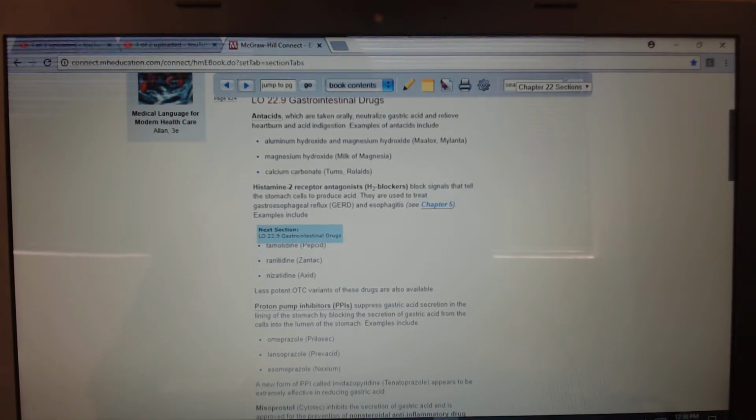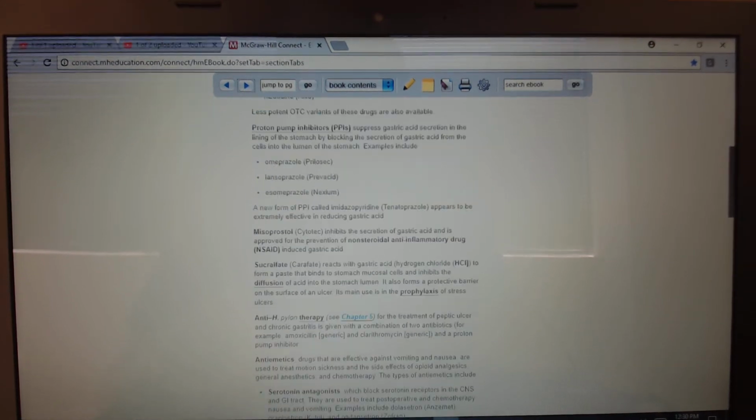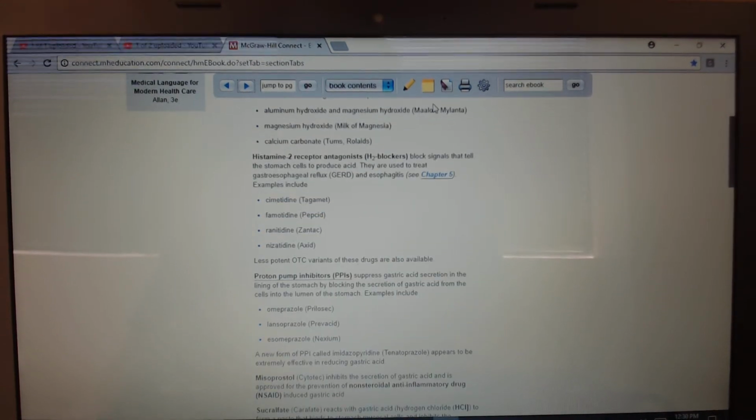Histamine 2 receptor antagonists, H2 blockers, block signals that tell the stomach cells to produce acid. They're used to treat gastroesophageal reflux and esophagitis. Examples include cimetidine, which is Tagamet, famotidine, which is Pepcid, ranitidine, which is Zantac, and nizatidine, which is Axid. Less potent over-the-counter variants of these drugs are also available.